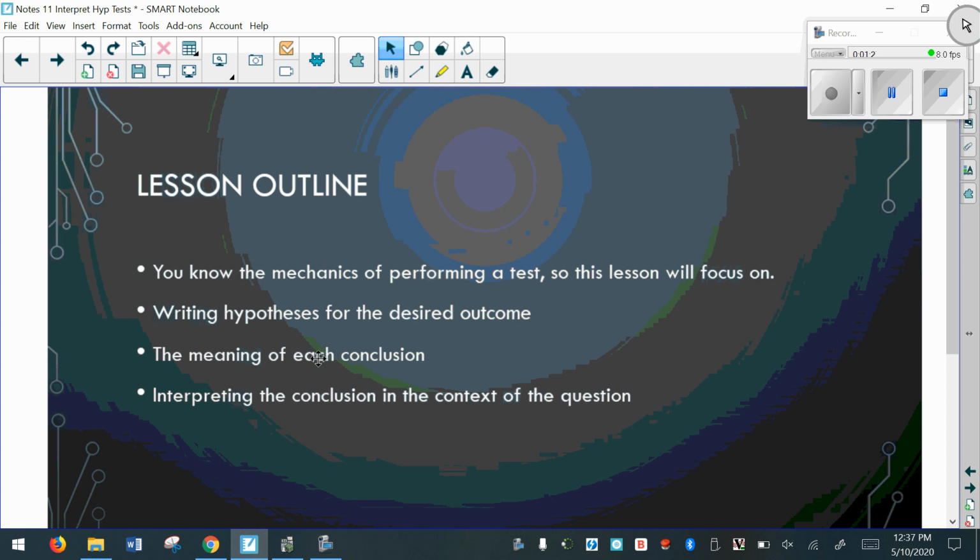Outline of what's going on in our lesson. We're going to eventually get down to the interpreting the conclusion parts.